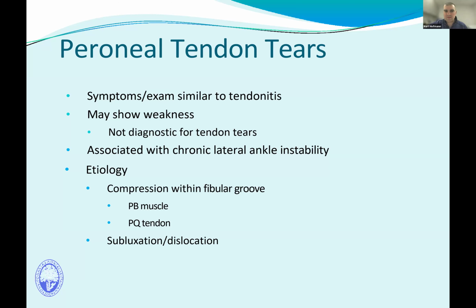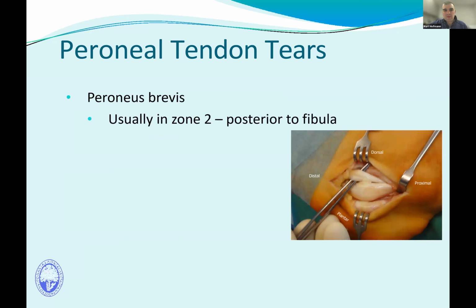We know the association with ankle instability that we just talked about. Again, we talked about some of the other etiologies before in terms of what might be causing impingement or additional stress on those tendons, including those other factors that we see sometimes within the fibular groove itself, such as that peroneus brevis muscle belly and/or the peroneus quartus tendon.